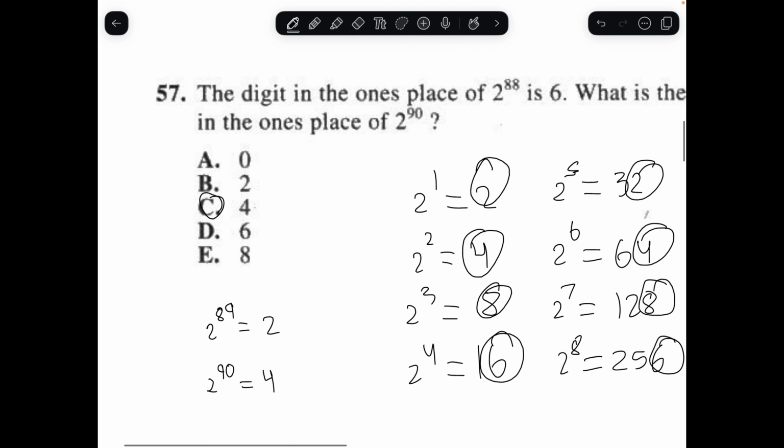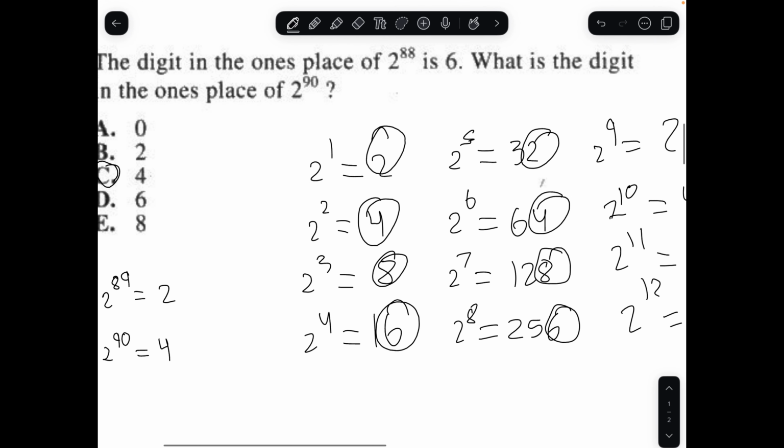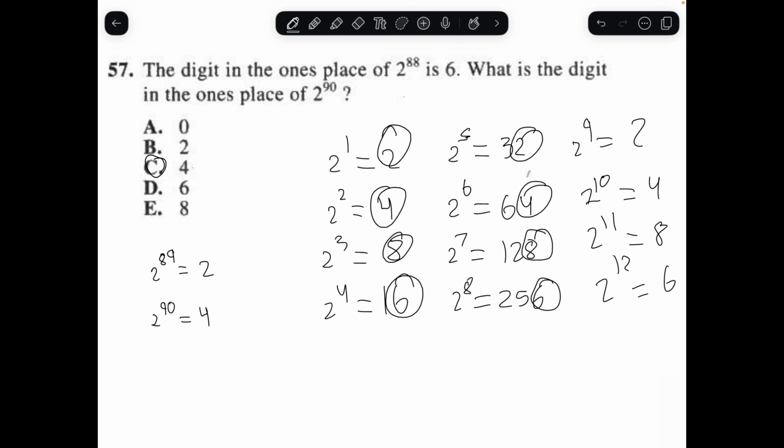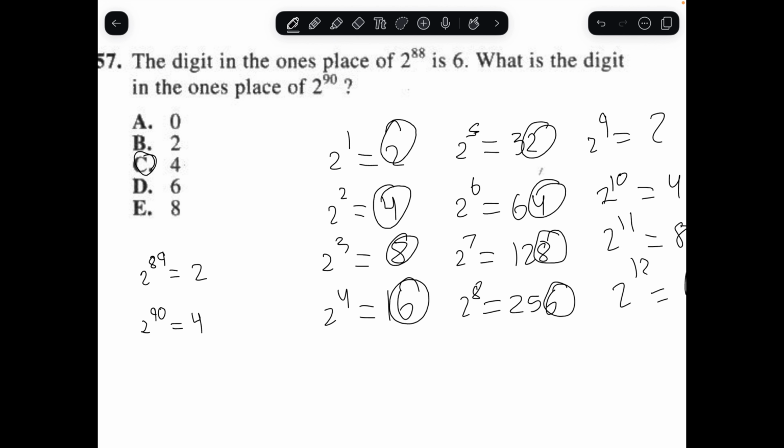And yeah, for these types of problems, you should always try to find a pattern by listing out the first few powers. I hope that makes sense, and thank you for watching.